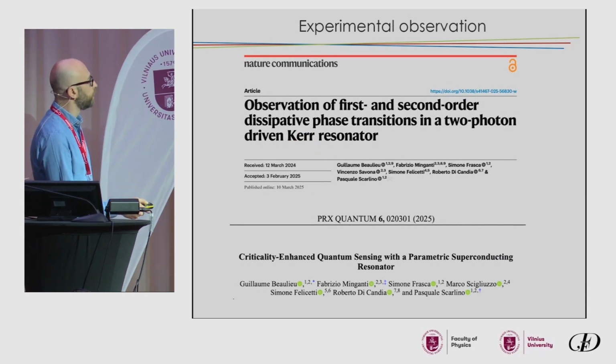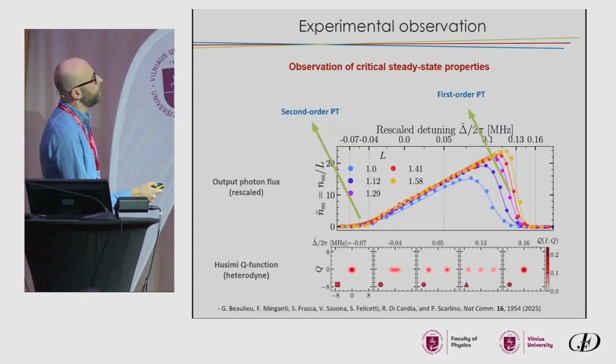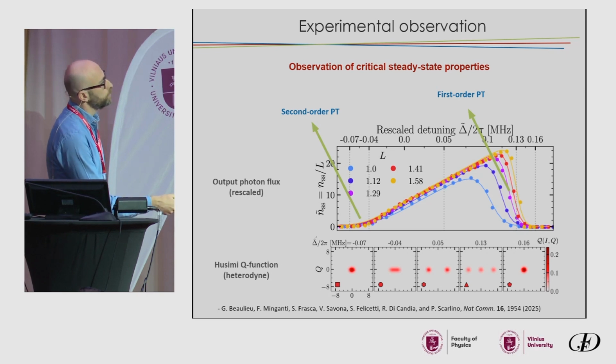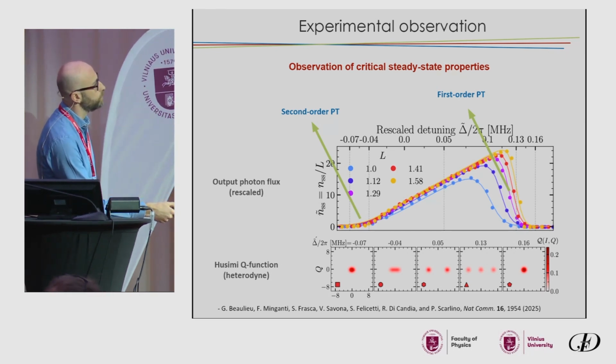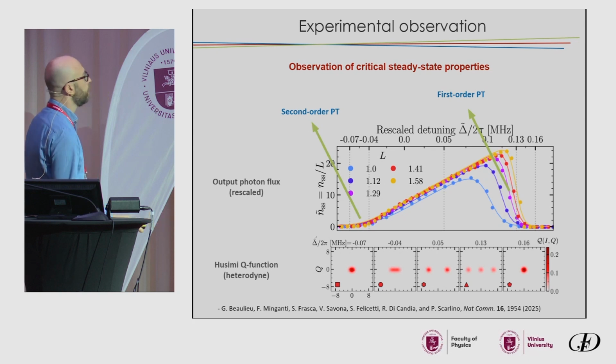We recently published a couple of experiments done by Guillaume in the group of Pasquale Scarlino at EPFL. In the first experiment, we characterized the two transitions of the Kerr resonator. You have a second order transition and a first order transition. This is the number of photons depending on the squeezing parameter of the pump. And you see clearly the separation of the two blobs. Close to the first transition, a metastable state appears, the vacuum, and then it goes to vacuum again.